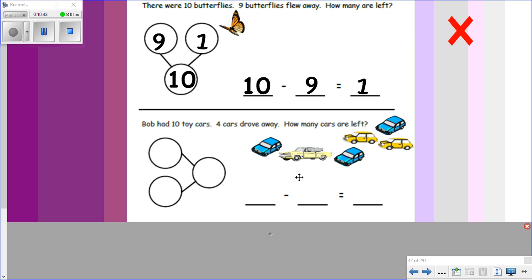But now we do need to think about how to fill out our number sentence when we don't even have the whole picture here. So remember, for subtraction, our starting number has to be the whole amount. Look in the story problem. Bob had 10 toy cars, so he started with 10. And we made 4 drive away, minus. It's almost like showing how they went away. 4 drove away, and let's see how many are left. 1, 2, 3, 4, 5, 6. 6 have driven away.